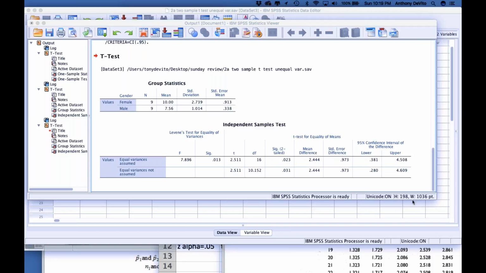I'm going to wait for somebody to tell me. Yeah, I agree. Unequal variances, right? Because one is more than double what the other is.